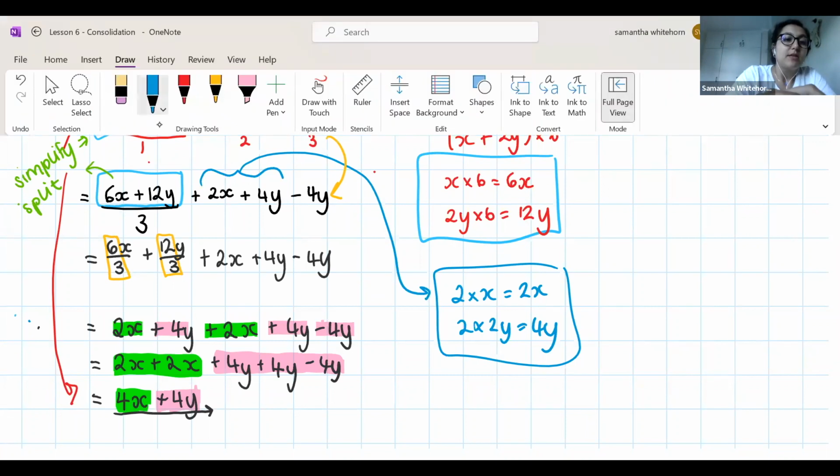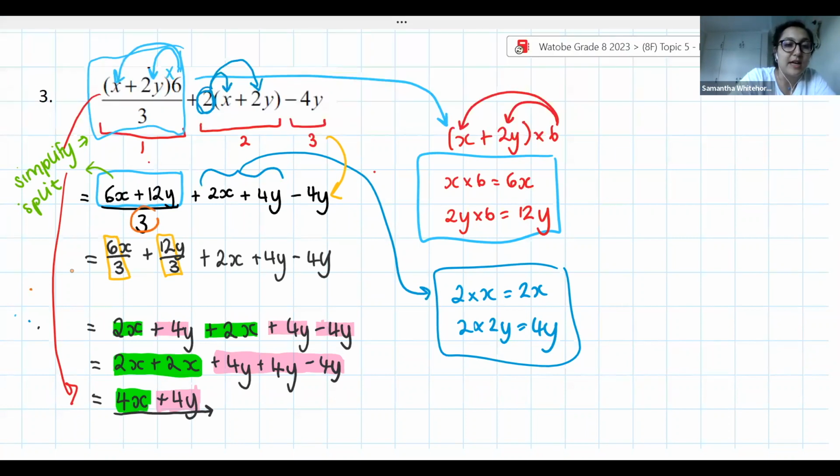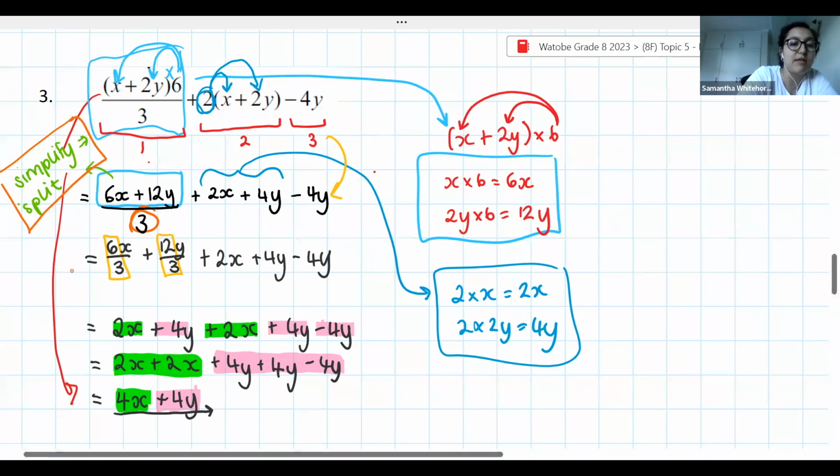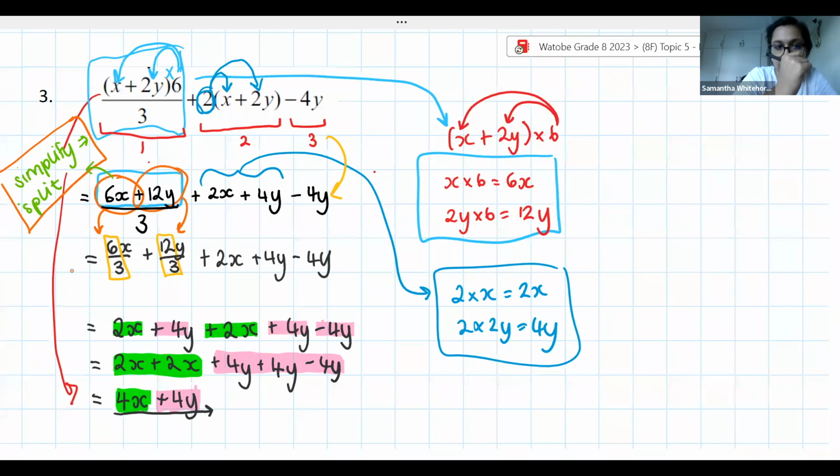Now, if I go back to my first term, I can still see that I've got this division that I need to deal with. Remember, when I've got a fraction and I need to deal with division, I split my fraction. So what I did was I took the 6x and I put it over 3, and I took my plus 12y and I put it over 3 as well.